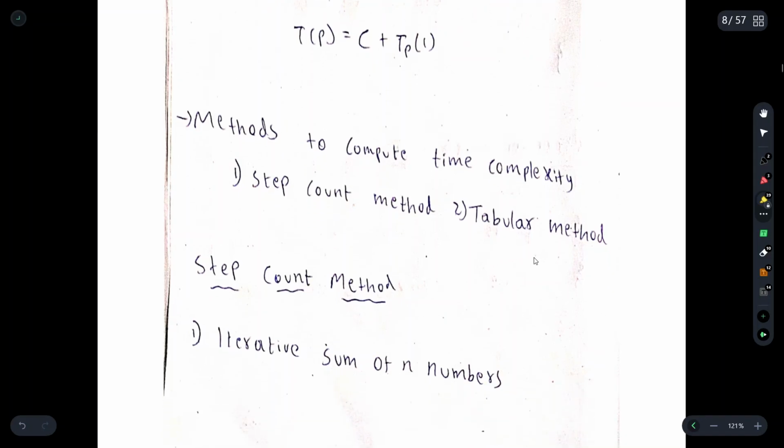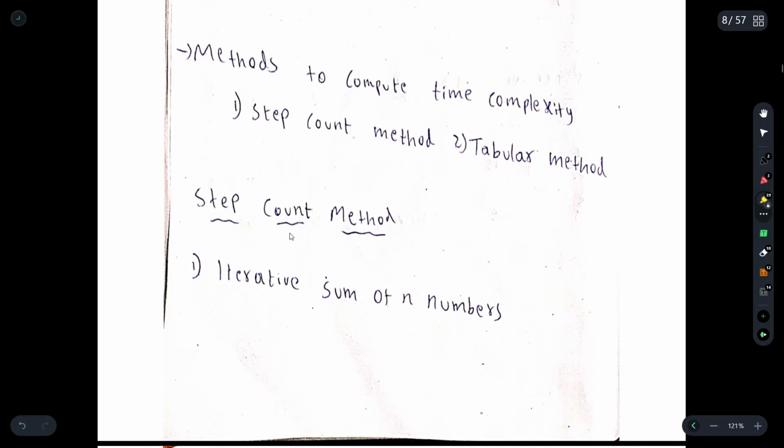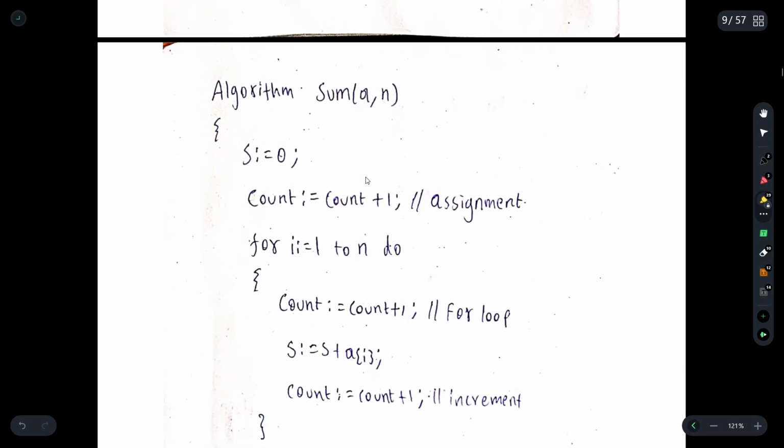These two don't give much difference. In the step count method, we involve the counting of the loop inside the program, whereas in the tabular method we mention it towards the right side. So here we can see the step count method: iterative sum of n numbers.